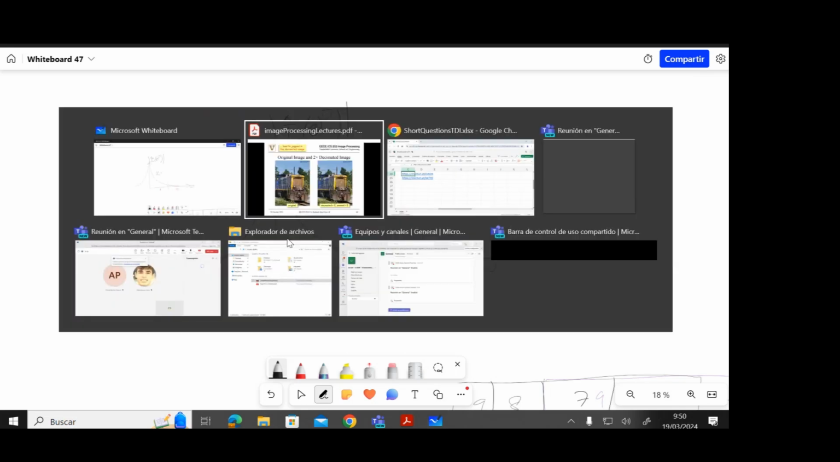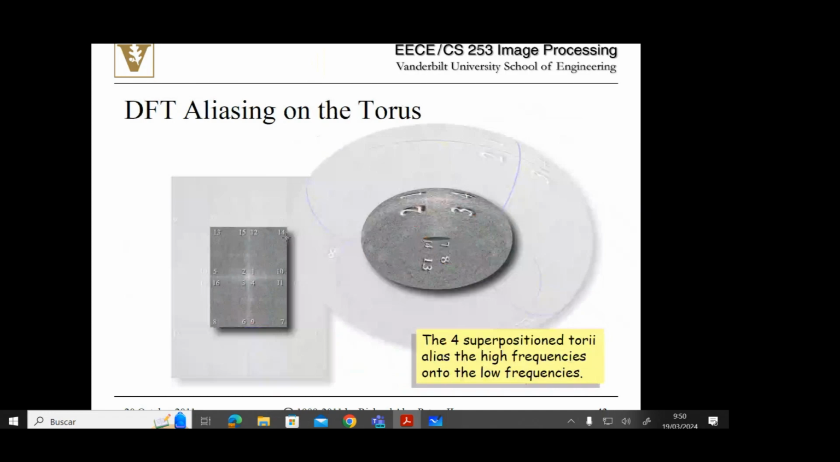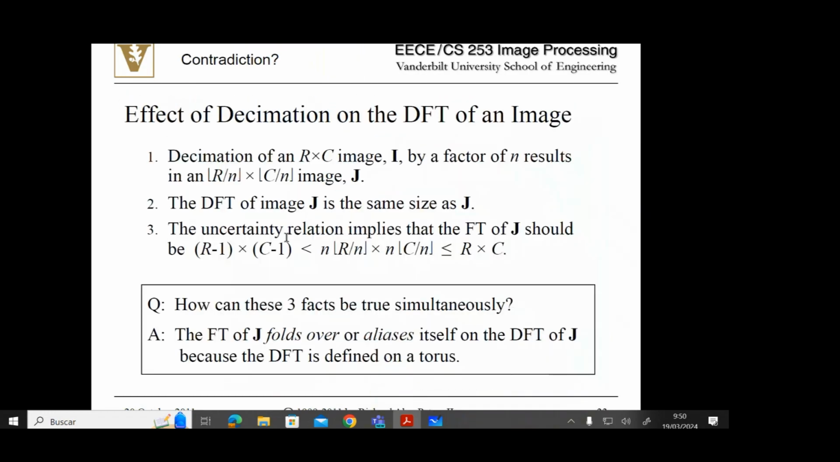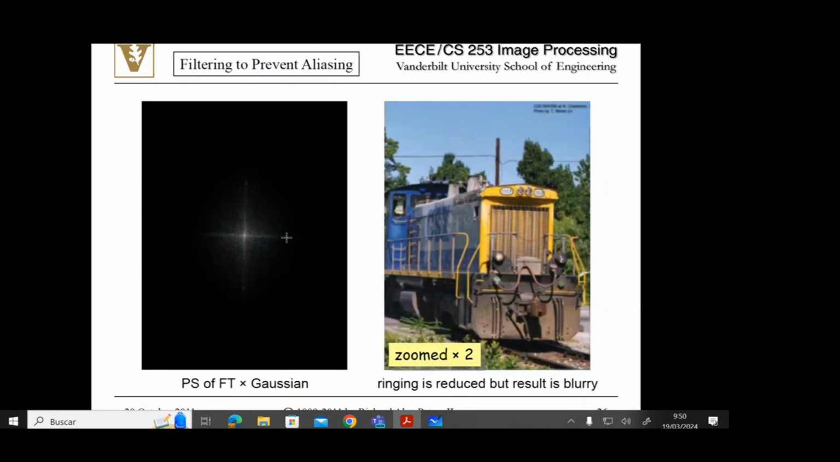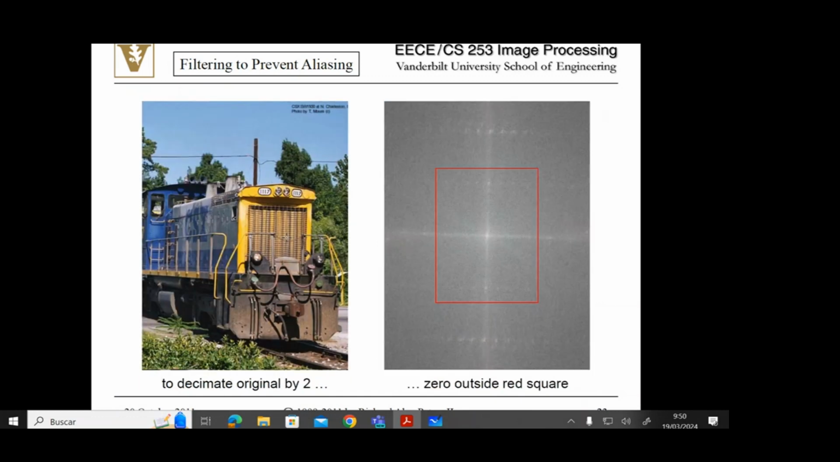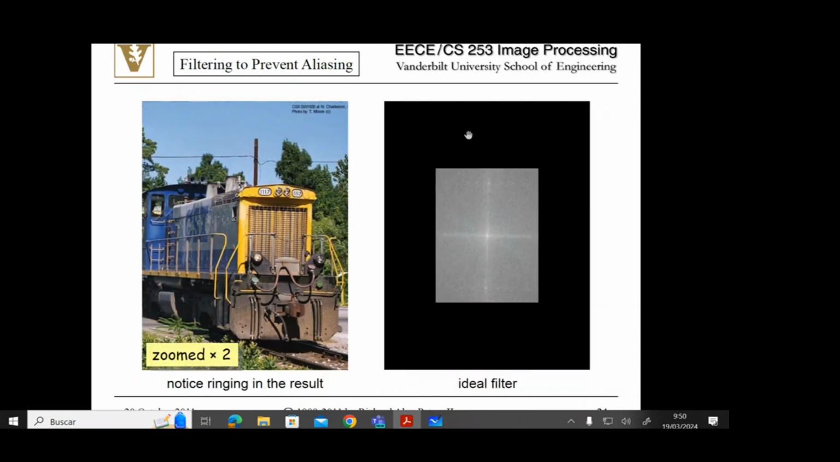Unless you do this anti-aliasing filter, this one here. Once you do this anti-aliasing filter, that is setting everything to 0, all this energy would not get into your center node.